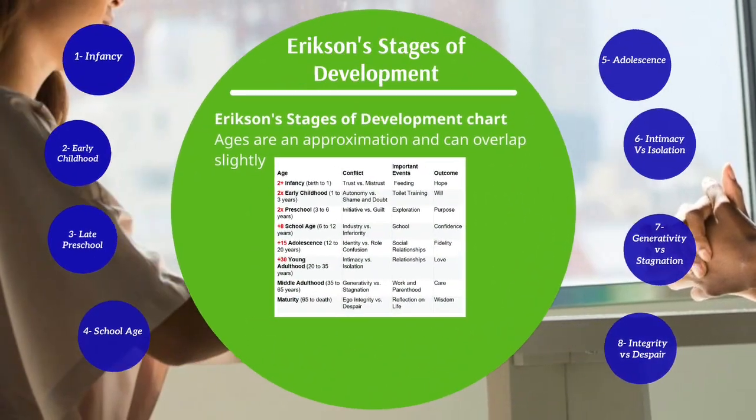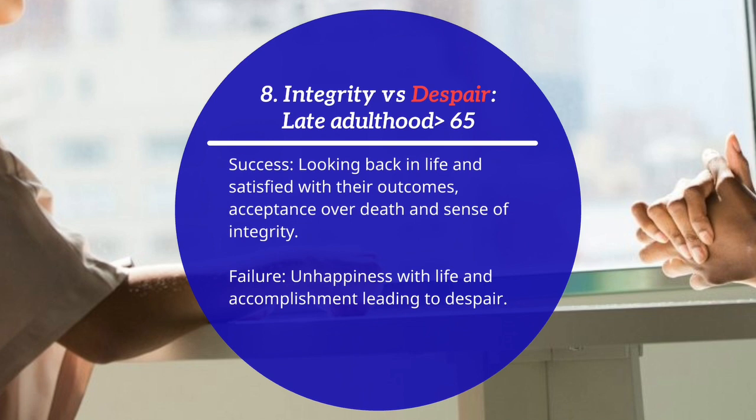As we arrive at the next stage, this is integrity versus despair. And this is the age of 65 and plus, right? Here, successful accomplishment looks like this: looking back in life and feeling satisfied with one's own outcome, doing a reflection. Well, I'm 70 years old, or 65 plus. I raised my children. I got a great job, and I am okay if I go today because I did what I had to do in this world, right? Acceptance of death and a sense of integrity, right? Integrity. So failure is unhappiness with life and accomplishment, leading to despair.